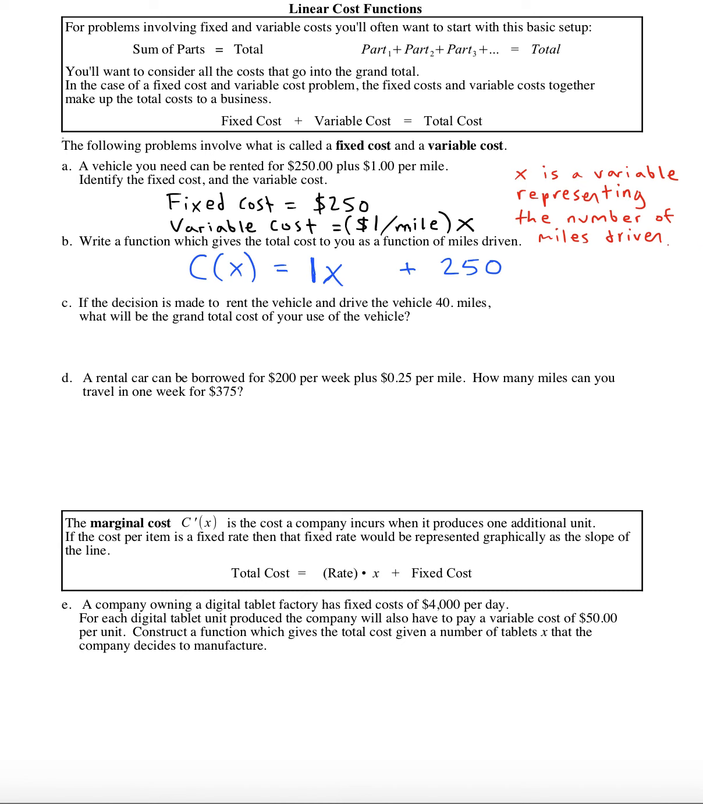Now that we have that, if the decision is made to rent the vehicle and drive 40 miles, what would be the grand total cost of using the vehicle? So there, we'll be looking for C of 40. Basically, let x equal 40. That's what we're doing here. So you put parentheses where the x variable was, and you put in its place 40. Add them up. You get $290. A lot of times in math we can leave the units off and just assume they're there. We could put them in at the end. That's kind of common.